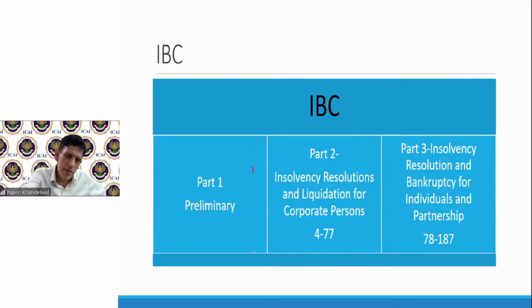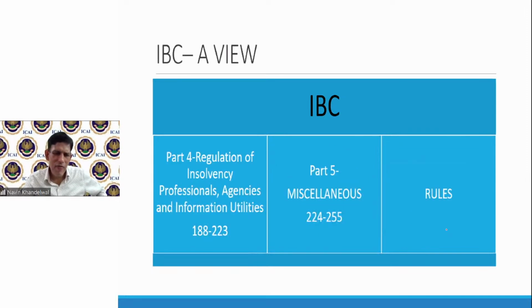So we have part 1, which is a preliminary part, then section 1 to 3, which will generally apply to all the other parts. Then part 2, which is specific only to corporate persons, from section 4 to 77. Part 3 is talking about individuals and partnership, from 78 to 187. And thereafter, a lot of sections which apply to IPAs, IU, and so on, which is not relevant. And the miscellaneous part, which covers 238 also.